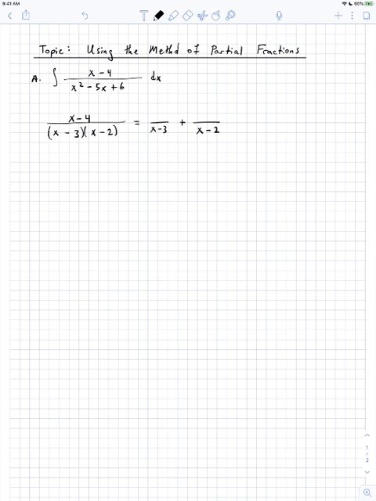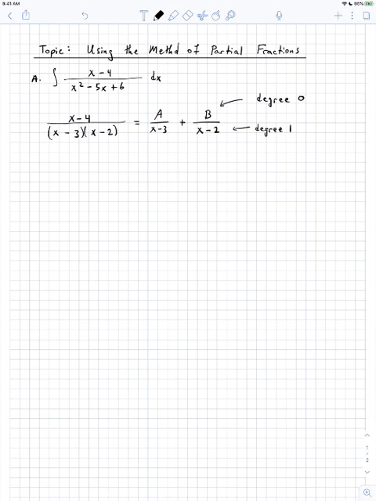These are degree 1. The factors are degree 1. So the thing that goes in the numerator is 1 degree smaller, which is a constant. A constant is degree 0, which is 1 lower than a linear term, which is degree 1. So let's just write A over x minus 3 plus B over x minus 2. Here the denominators are degree 1, and here the numerators are degree 0.